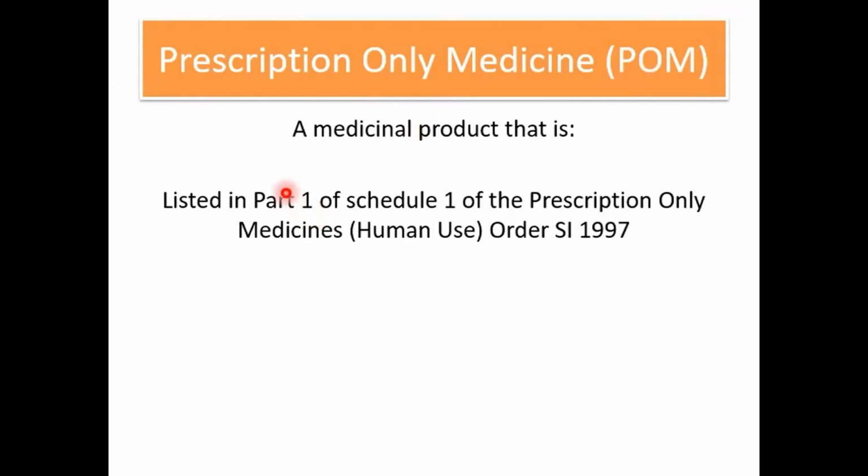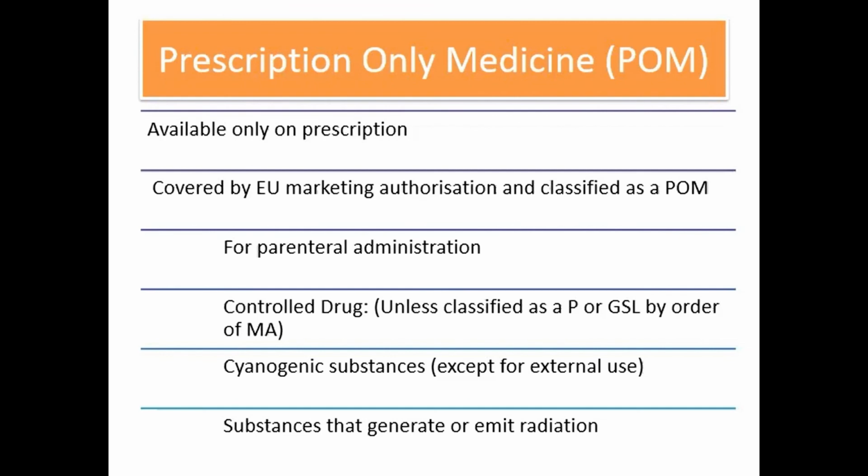It is listed in part 1 of Schedule 1 of the Prescription Only Medicines Order, and that's just something, again, for your knowledge. You don't need to be able to recite that. So prescription only medicines are available only on prescription. Those medicines can only be obtained if a patient has a valid prescription. Those medicinal items are covered by an EU marketing authorization and are classified as POM.